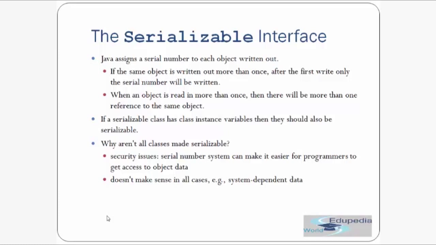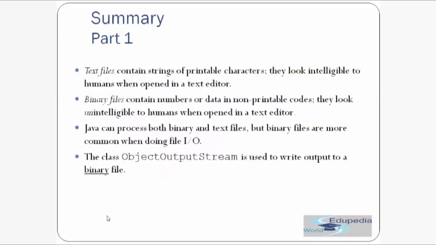So each and every object is assigned a serial number, so it will become very easy for a programmer, or I should rather say in this scenario a hacker, to hack your objects. Okay, so this is one of the security concerns. That's why we are not making all the classes implement serializable. And obviously it doesn't make any sense, because if we are not intending to write our objects, then why make each and everything implement serializable? Okay, because it's system dependent data. Okay guys, so this was about stream file IO.